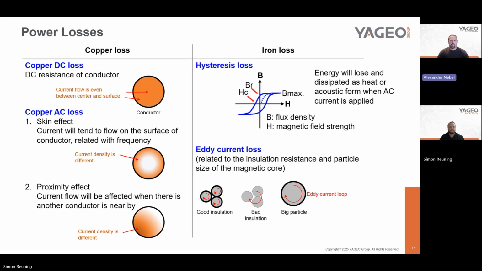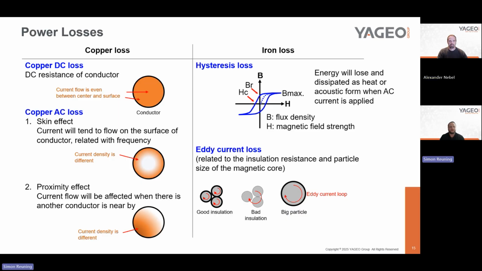The iron losses are split into the hysteresis loss, which is the energy that will be lost and dissipated as heat or acoustic form when AC current is applied, and the eddy current loss, which is given by the material. If I have a good insulation, the magnetic field is concentrated into each particle. But if I have a bad insulation, the magnetic field will go through the different particles. So here we want to have a good particle size and a good insulation to have lower eddy current losses. And this is an easy way to describe our three types of losses.